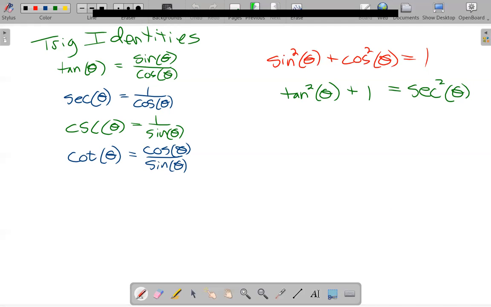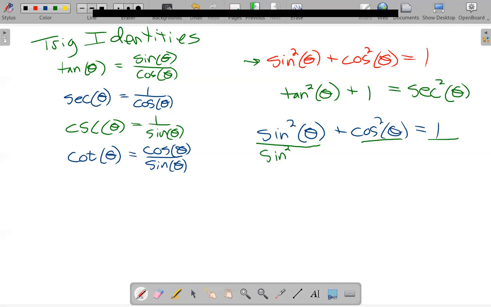Okay, so let me see. I want something with the cotangent in it. Cotangent has sine in the bottom. So somehow I want to get a sine in the bottom. Just a little bit of mathematical magic. I'm going to start off with sine squared of theta plus cosine squared of theta equals 1, right? This one right here. But then I'm going to tweak it by dividing each part by the same number, and that number is going to be the sine squared of theta. And I'm going to clean it up.